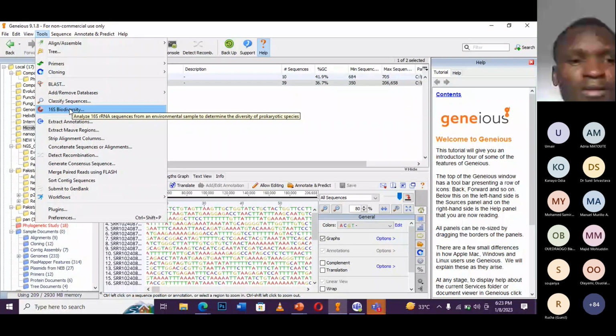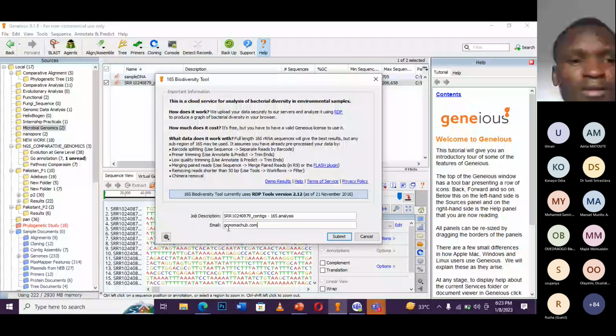Then we have the 16S biodiversity. By the time you click 16S biodiversity here, you'll be able to submit your sample. So let's say you enter your email at gmail.com. Then you submit.